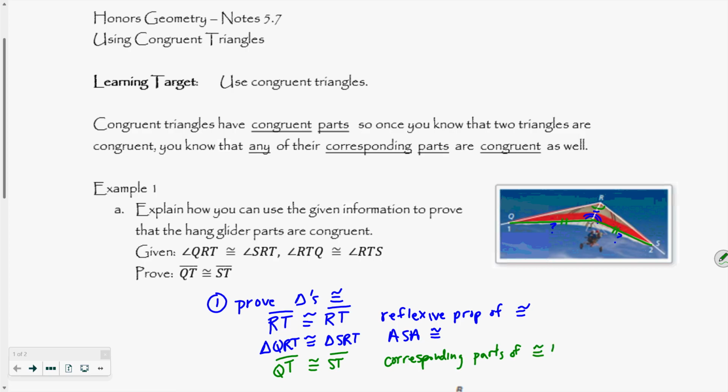of congruent triangles are congruent. So CPCTC is how we're going to abbreviate that. That's the first letter of each of those words there: corresponding parts of congruent triangles are congruent. So it's the same way we've proved things before, and then I'm going to add one more step saying that this pair of corresponding parts is congruent because corresponding parts of congruent triangles are congruent.